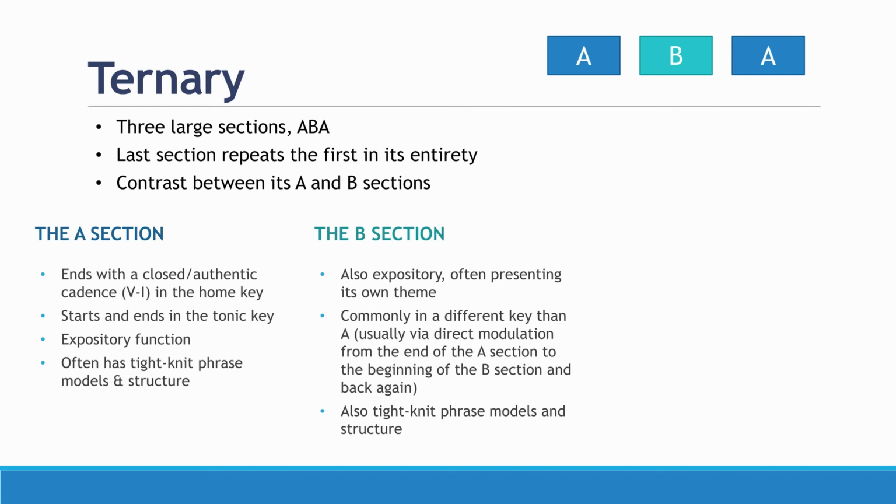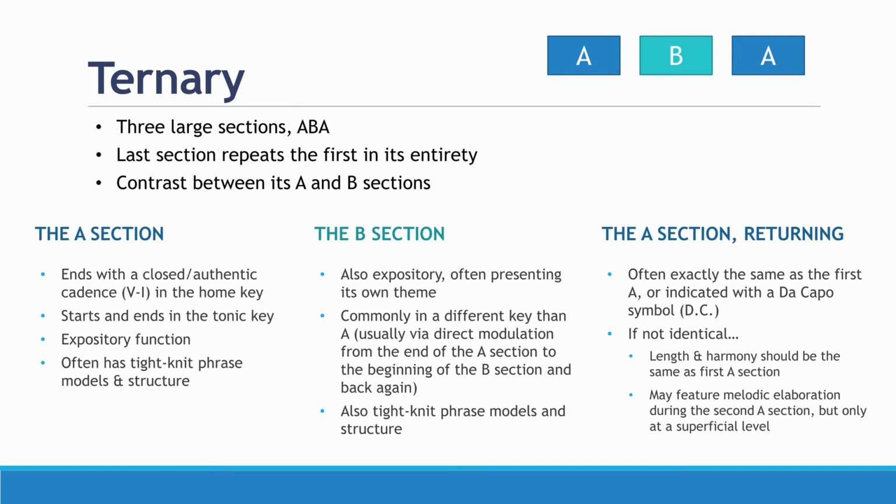So in other words, the key change is going to happen right at the beginning of the B section. There's not going to be any kind of overlap. Although the ending of the B is a little bit more flexible. Sometimes it's more transitional. And then lastly, our B section is also going to feature tight-knit phrase models and structure. And this is one of the main differences between ternary and rounded binary. Ternary B sections are going to look like really normal phrases. So it's almost with ternary like you're taking separate tiny pieces and gluing them together. Each one is kind of self-contained.